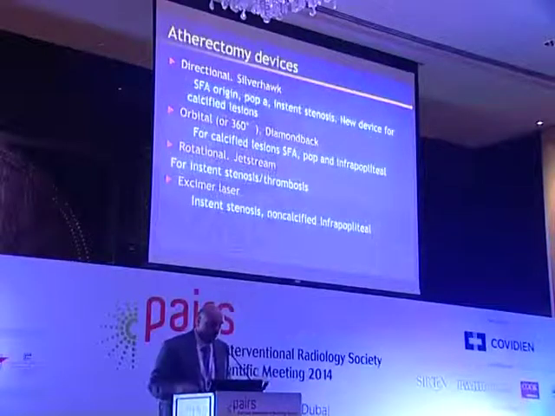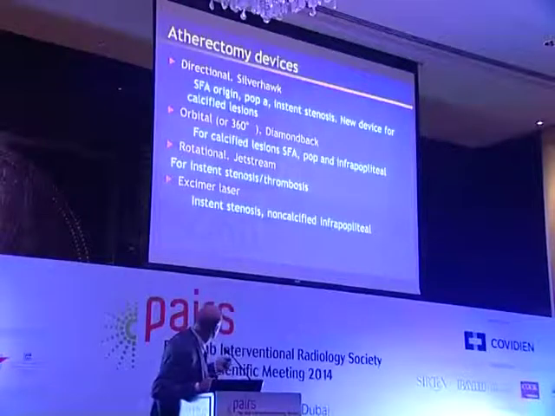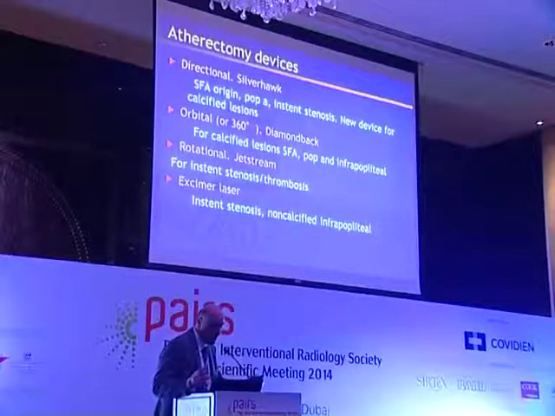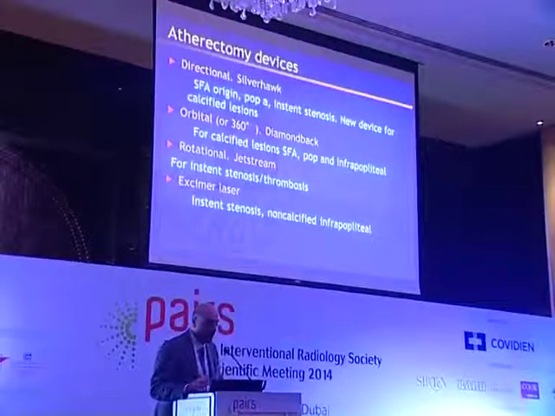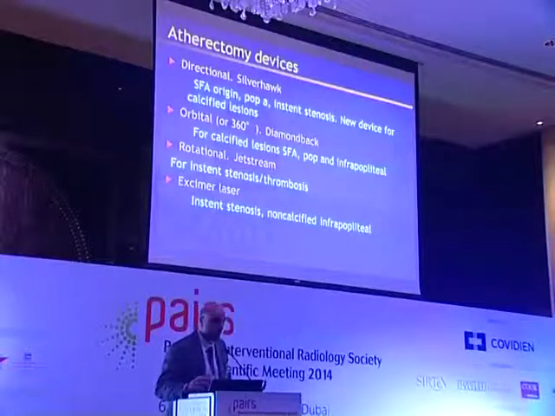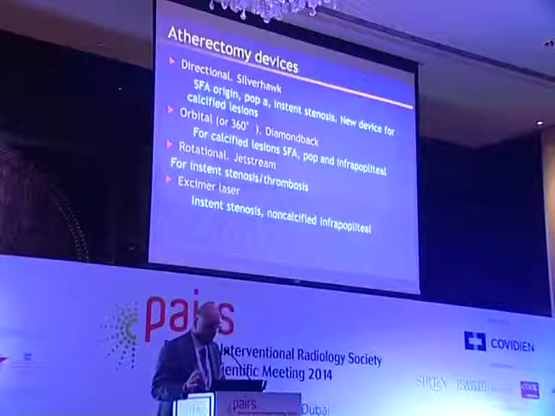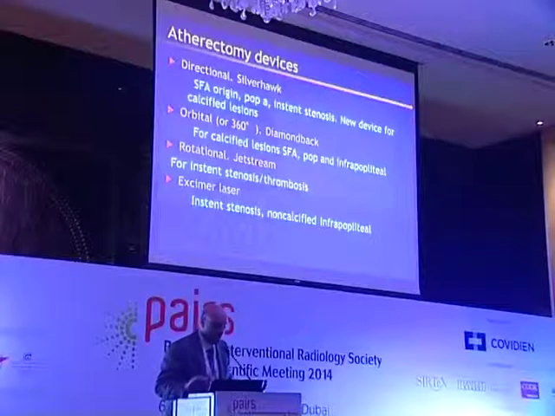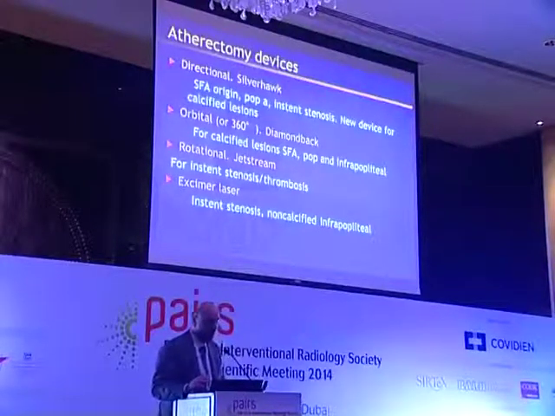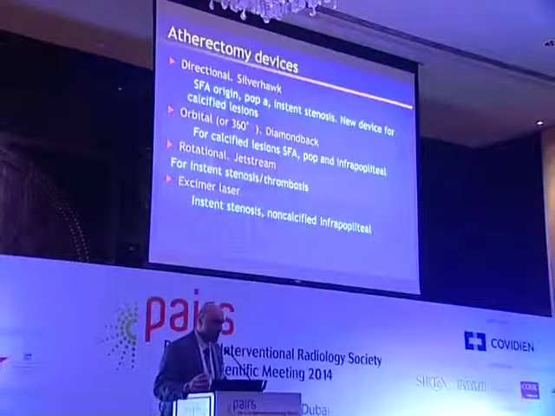Of what's the best way to use these devices. So in conclusion, what do we use in our practice for the most part? Directional atherectomy is mostly for the SFA origin, the popliteal artery, and sometimes for in-stent stenosis. The new device for focal calcified lesions, especially in the SFA, is pretty good. The orbital atherectomy 360 or Diamondback is best for calcified lesions, especially in the popliteal and infrapopliteal. It really works pretty well, so basically this is mostly for calcified lesions.